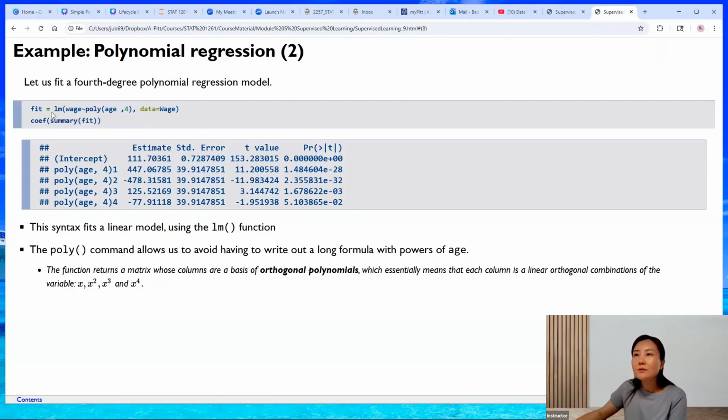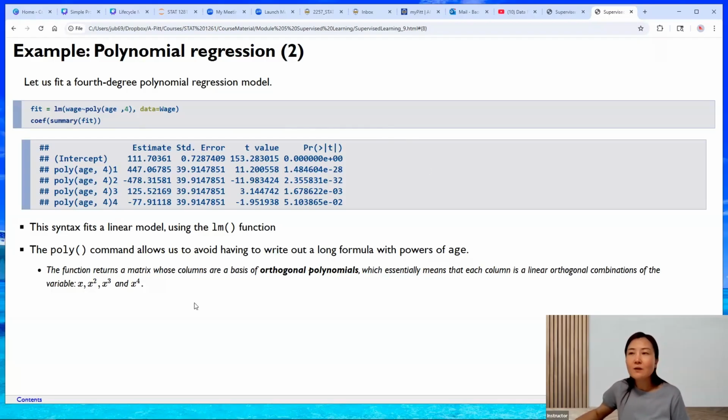In R, we can still use the lm function. lm stands for linear models. In general, a polynomial regression model is also a linear model, so we can use it to fit it. And specify the formula. You see, we use this formula, wage tilde poly(age, 4). This poly command allows us to avoid writing out a long formula with powers of age. So this just means we consider x squared, x cubed, x to the 4th, all of these 4 terms.